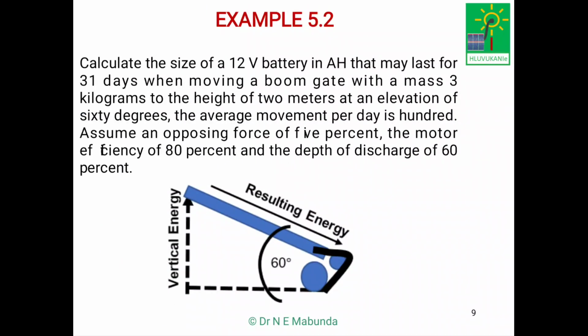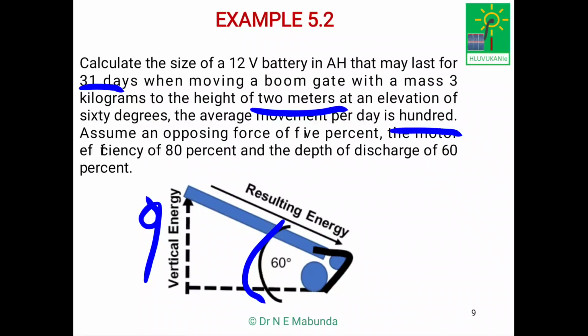Then the other thing here is how to look at converting mechanical energy into chemical. So you're using a battery to move a boom gate to a height, and there is a loss of friction which is given there. You're moving it by 2 meters. Elevation is 60 degrees. And you move it 100 times per day. It works for 31 days.